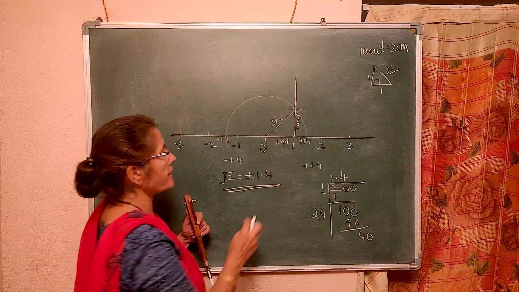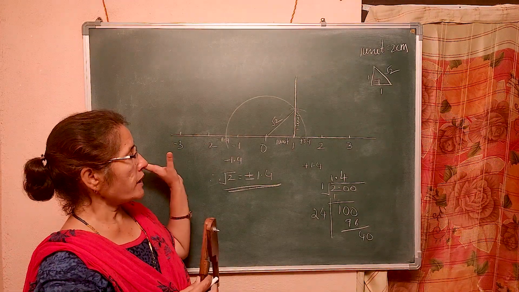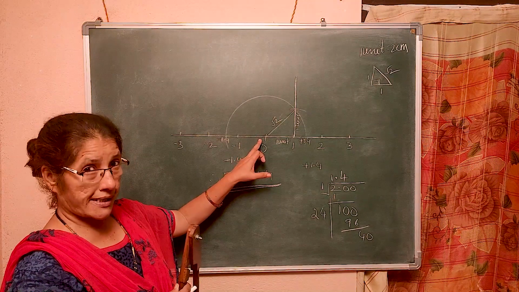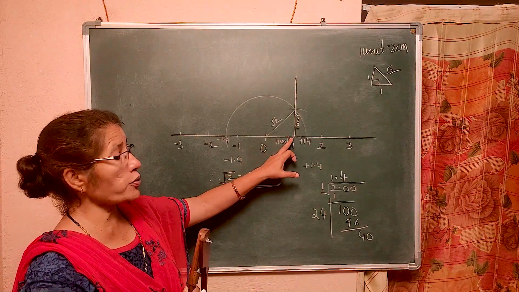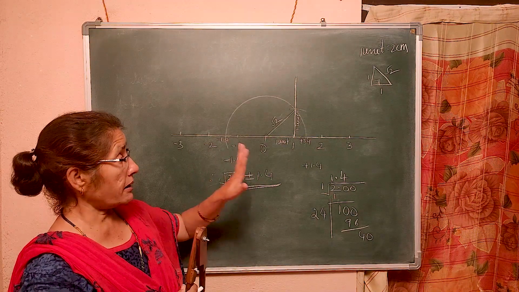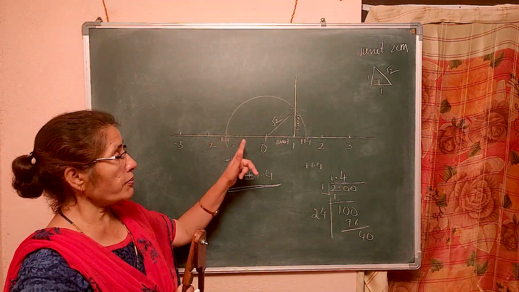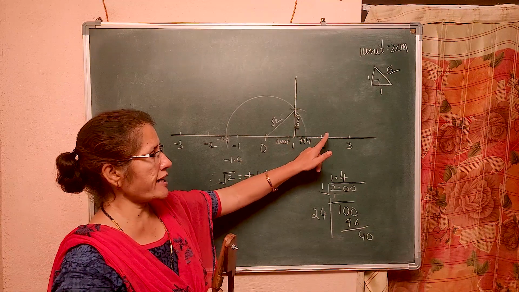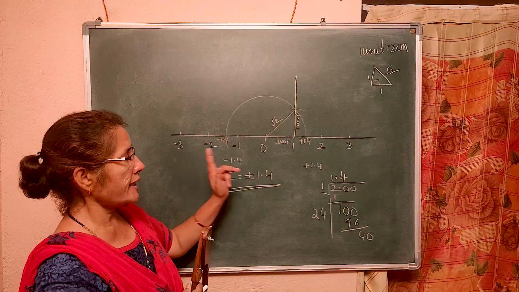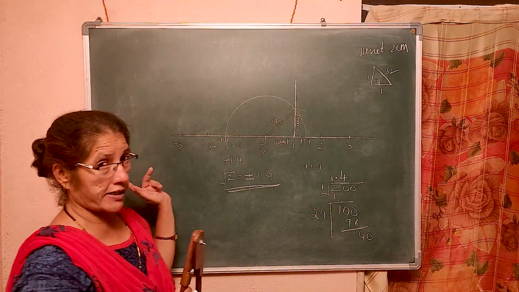I repeat my method. From 0, you draw a straight line. In the middle, you mark 0. And for every 2 centimeters or 3 centimeters, it should be very neat to look. You mark 1 unit, 2 units, 3 units. Here also 1 unit, 2 unit, 3 units. This is positive side, this is negative side.